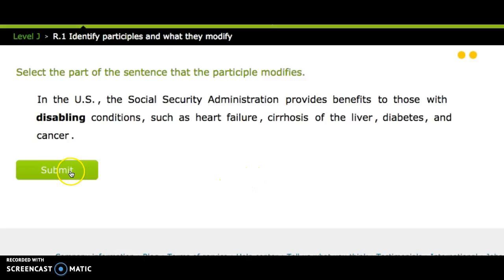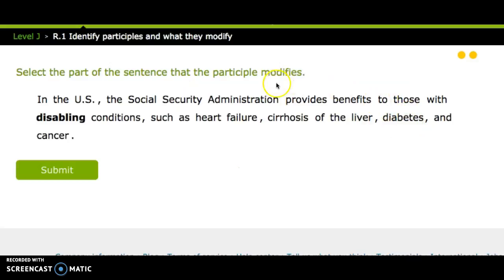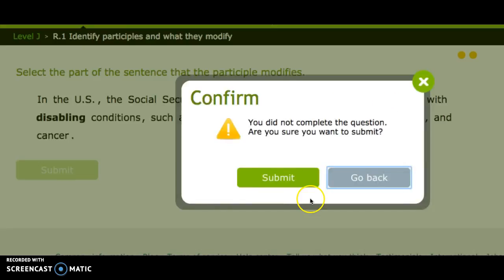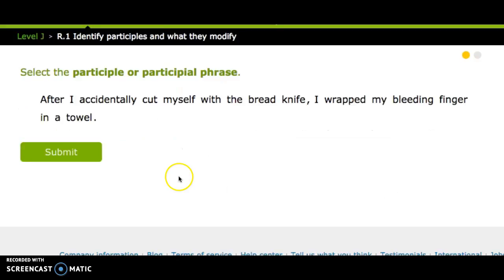Looks like we're correct. Oh, the next question. Let's go back to that. I guess that was the next question, and the next question was asking me, what is the word that it's modifying? And we already answered it, so conditions would have been the correct answer. Because I didn't select anything, they said I was wrong. But we got it now. Let's try another one. Select the participle or participle phrase here.